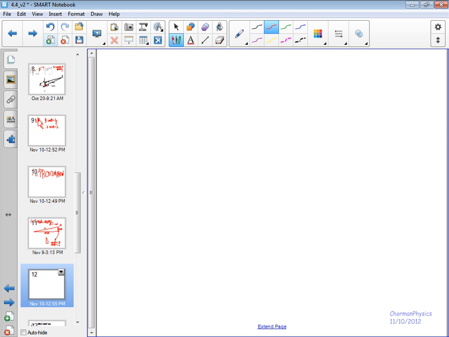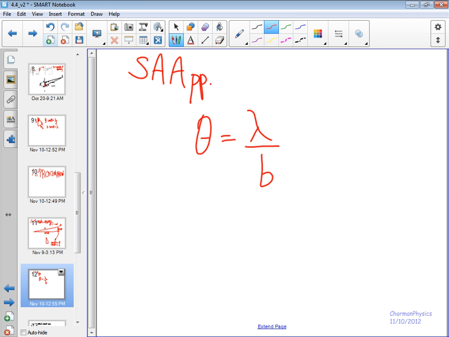Because theta is so small in this problem, we invoke the small angle approximation. We call it SAA. Okay, not side angle, sorry. Small angle approximation. We'll write it like that. And so what this tells us is that theta is going to be equal to lambda over b, with some rearrangement of the previous equation. So this is really important.